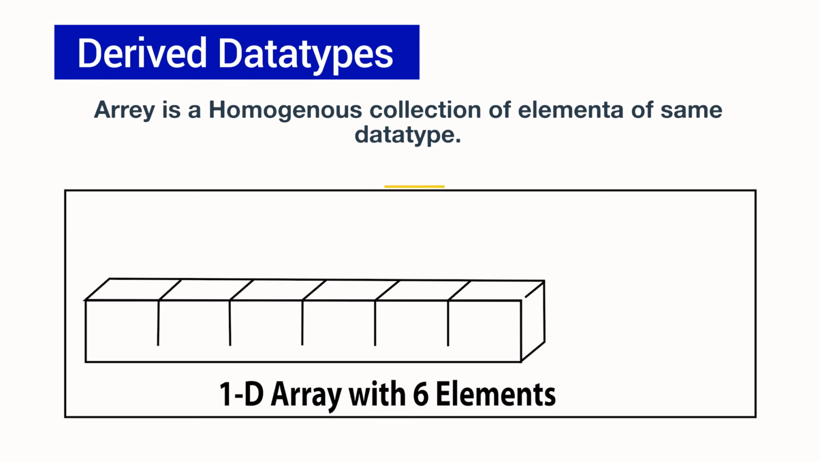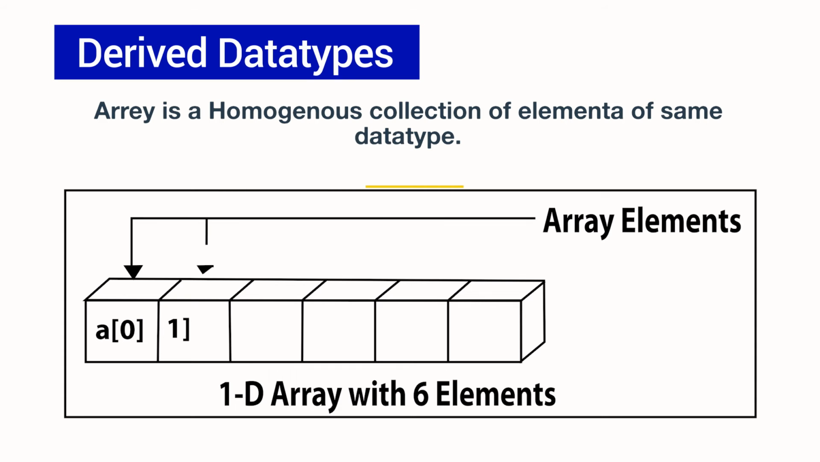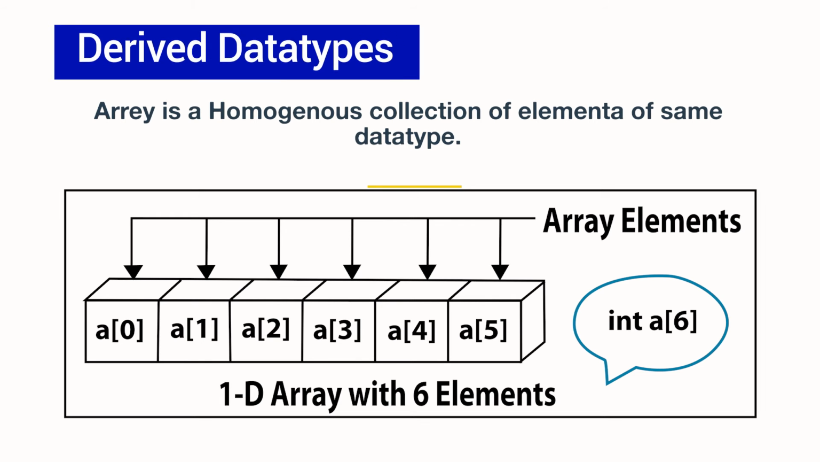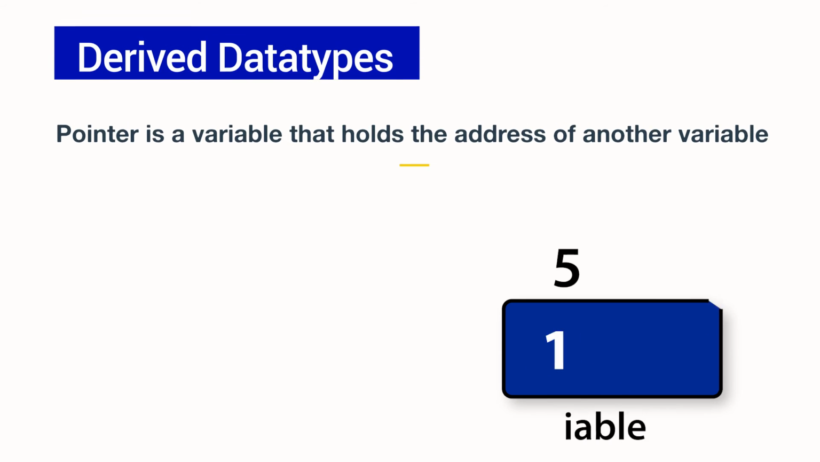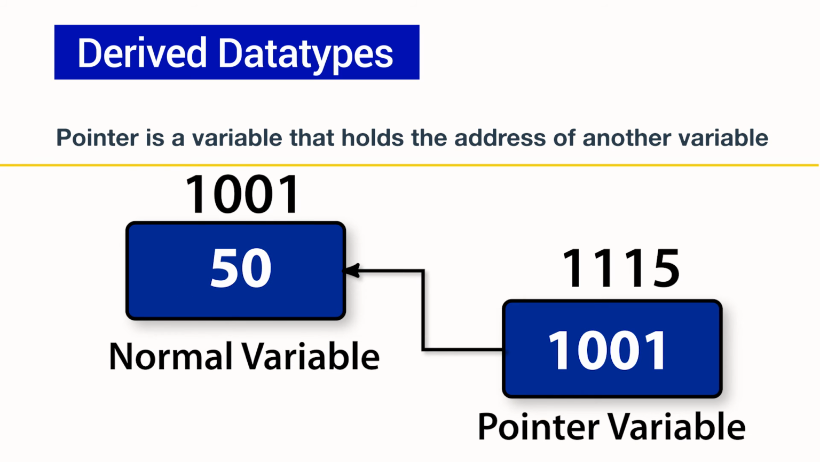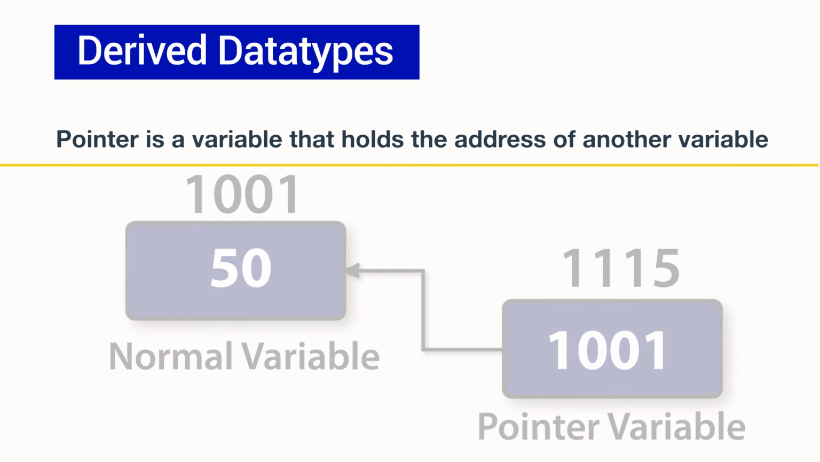As discussed earlier, arrays and pointers fall under derived data types. The array is a collection of elements of the same data type, and that can be of int, float, char and double data types. As you can see in this example, the array has 6 elements of the same type int. Next, a pointer is a variable that holds the address of another variable declared under any basic data type. In this example, the pointer variable holds the address of a normal variable in which the value 50 is stored. So, I think you got a good understanding of derived data types.